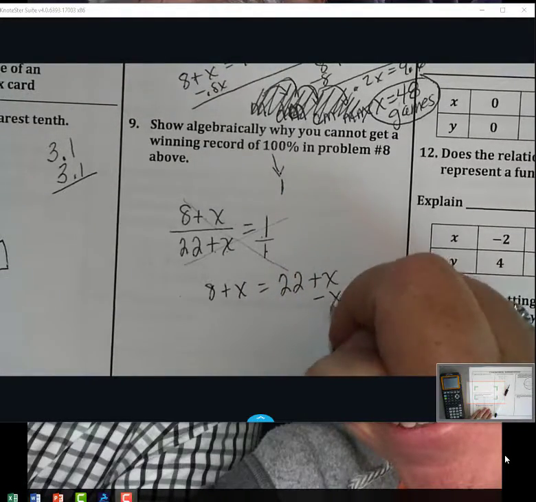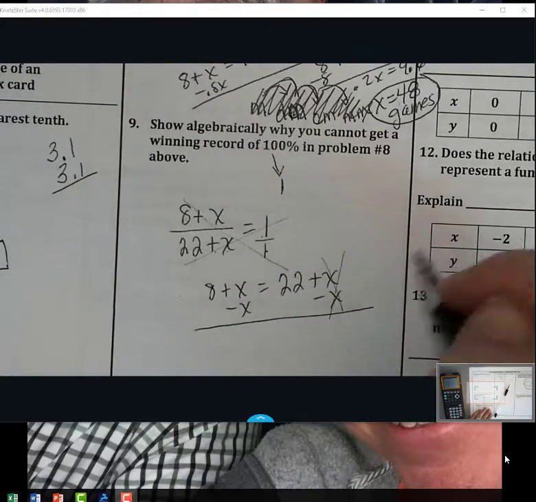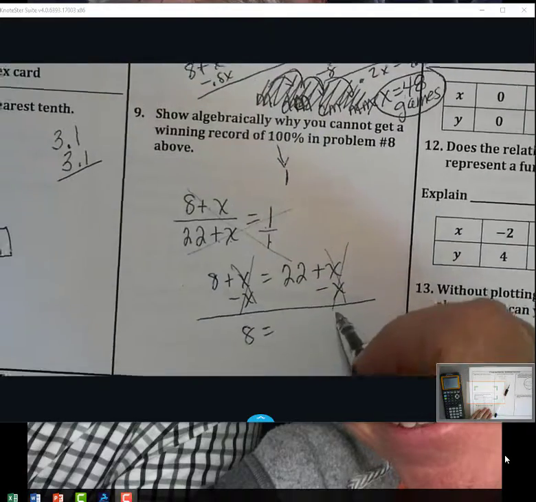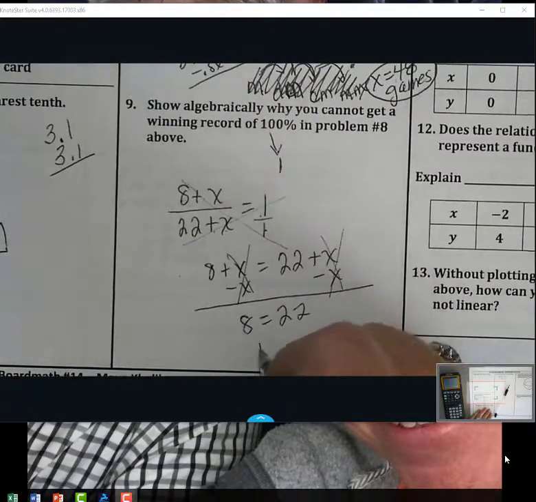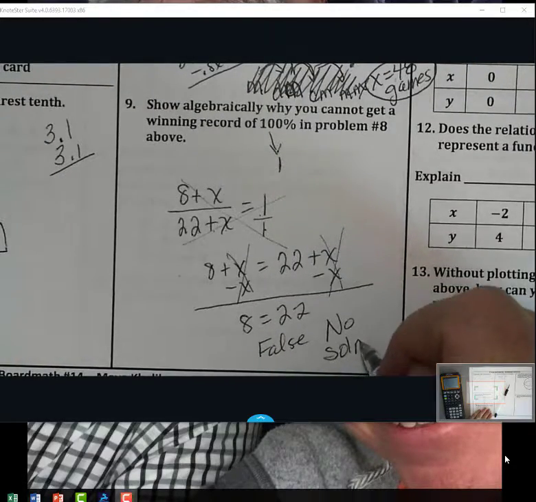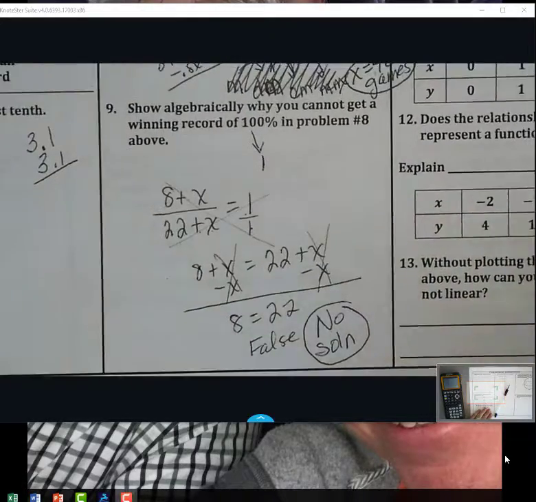I like to eliminate my variable first. When I do that, this gets eliminated, turns into a 0, this turns into a 0, and I'm left with 8 equals 22, which is false. No solution. Therefore, you just algebraically show that you cannot get 100%.